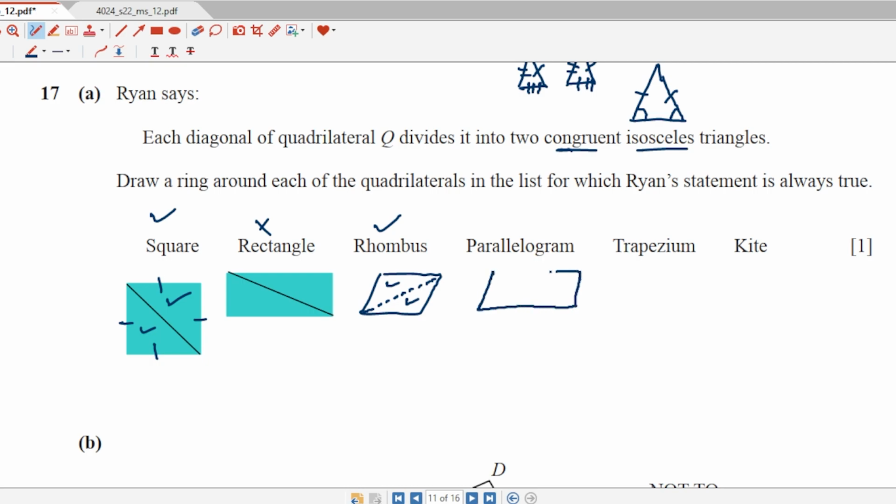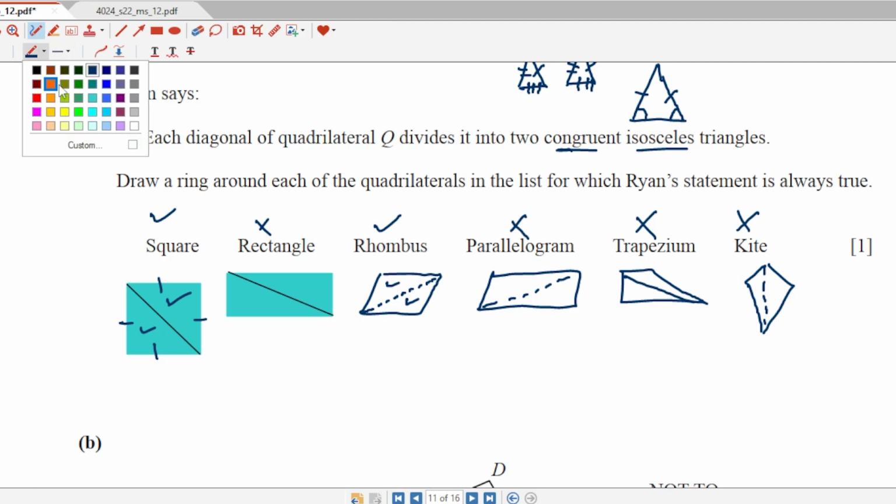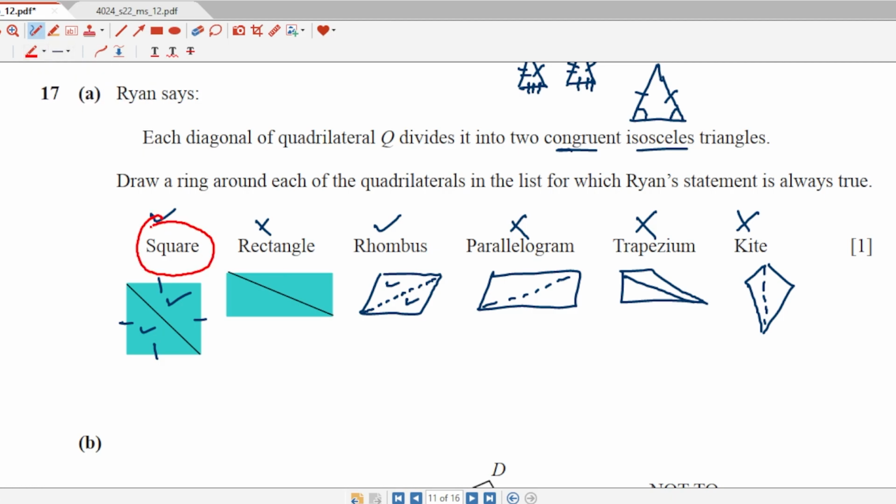In a parallelogram, the diagonal makes congruent triangles but these are not isosceles. In a trapezium, there is no congruent or isosceles triangle, so we will ignore it. And in a kite, there are isosceles triangles, there are congruent triangles but not isosceles, so we will ignore this shape. The final answers are square and rhombus, so we will circle these two shapes, square and rhombus.